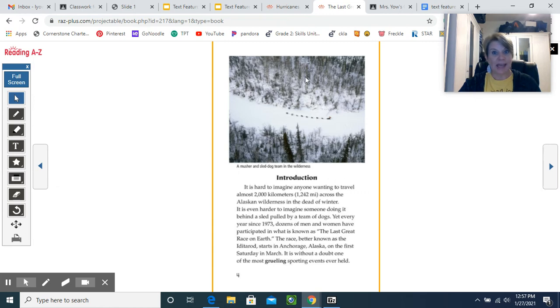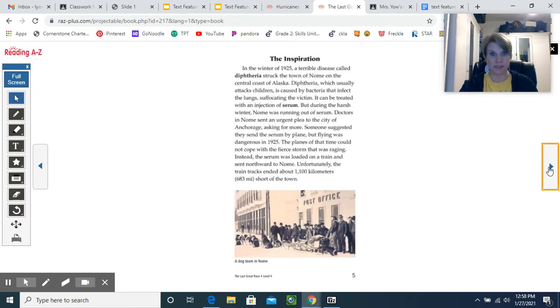This is a photograph because it's a picture that was taken with a camera, and then I can look under the photograph and see that it has a caption that tells me a musher and sled dog team in the wilderness. So if I didn't know what this was, I could look at the caption and that would tell me that that's a musher and sled dog team.